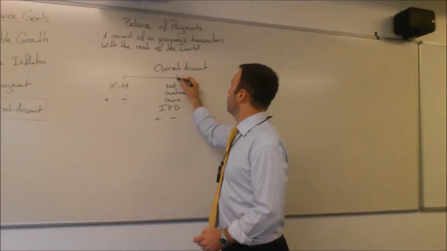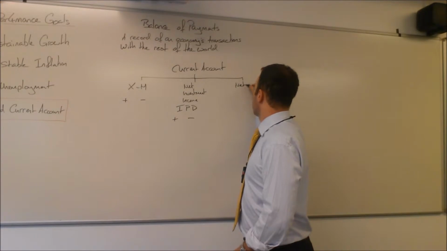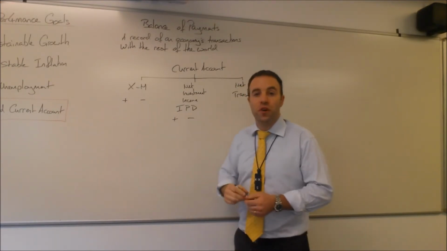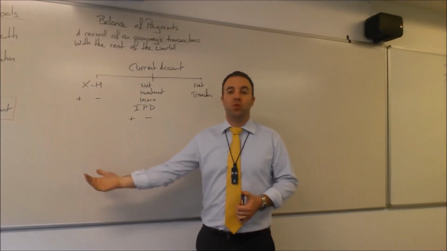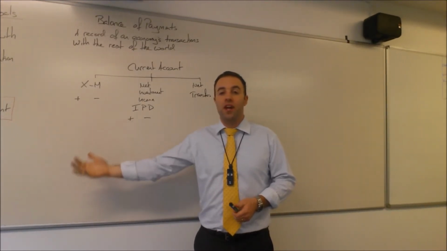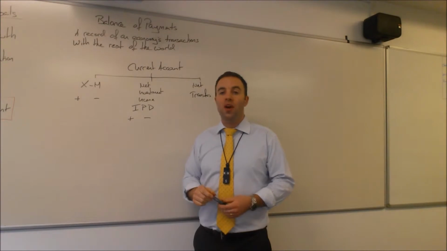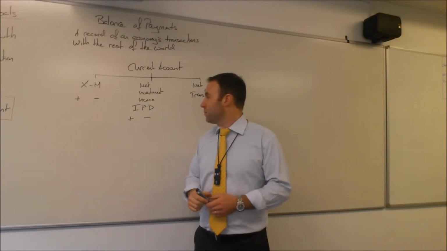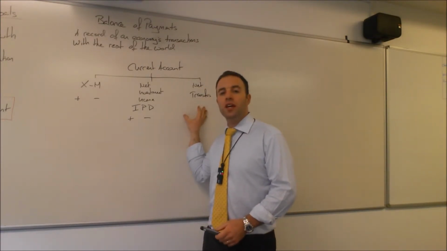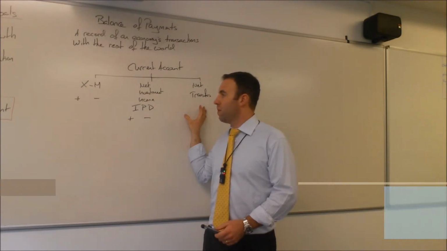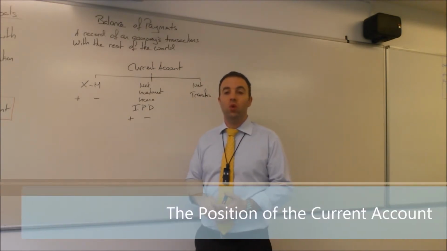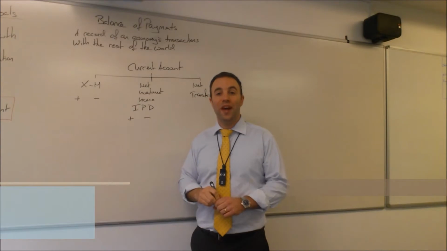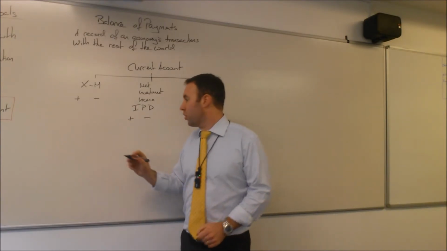The final one is net transfers. That's things like aid payments abroad, which obviously are negative as we give aid money to another country, or EU membership and that kind of thing. So that also is always negative. So the UK nearly always runs what we call a deficit on the current account.